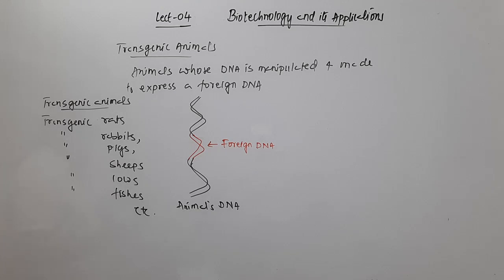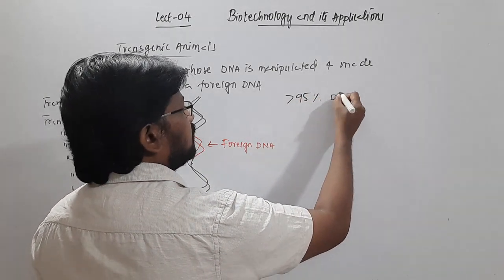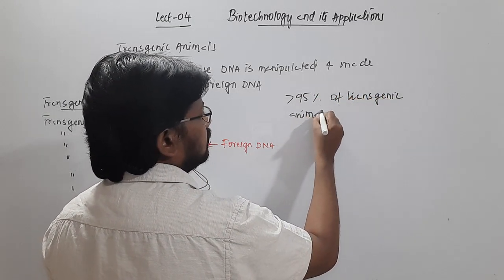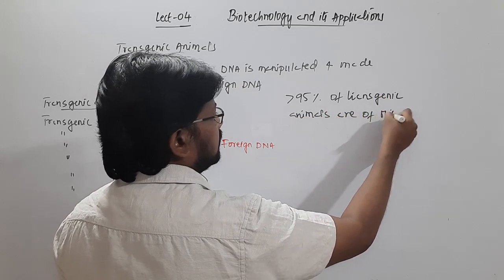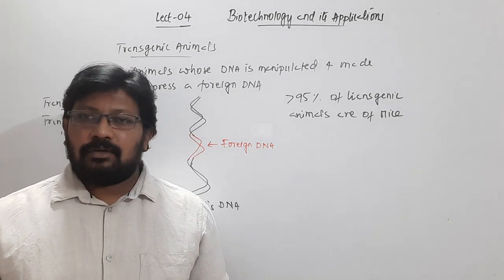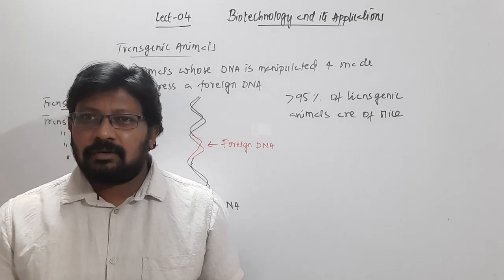And out of all these transgenic animals that exist at present, over 95% of them, okay, are mice. So over 95%, or more than 95%, of transgenic animals are mice, right? We have made a lot of transgenic mice, which will be used in laboratories.